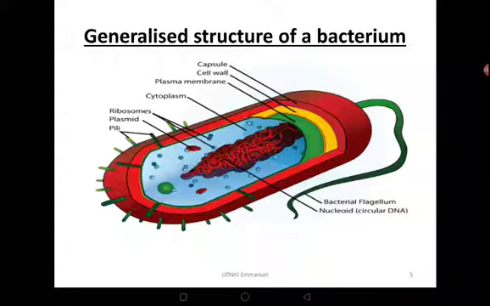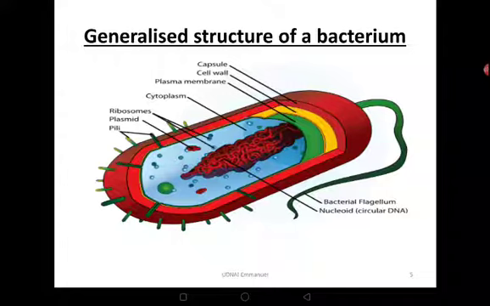Then the cell wall is also there. We said the cell wall is made up of peptidoglycan and also other features, as we shall see, the lipopolysaccharides and the rest. Then we have the plasma membrane, or sometimes called the cell membrane, which allows selective movement in and out of cells.